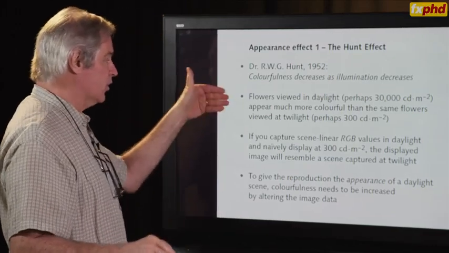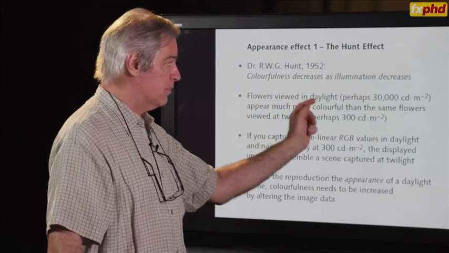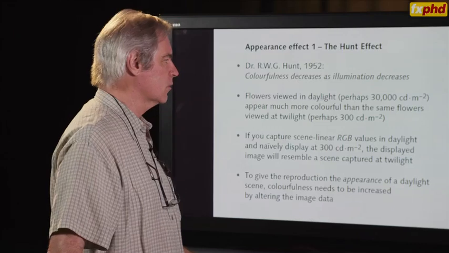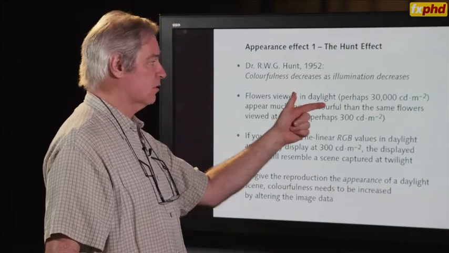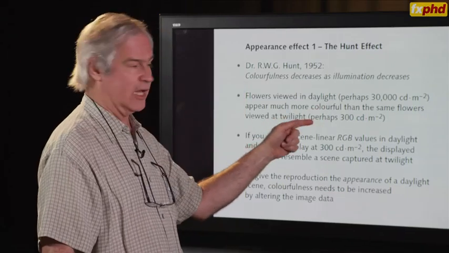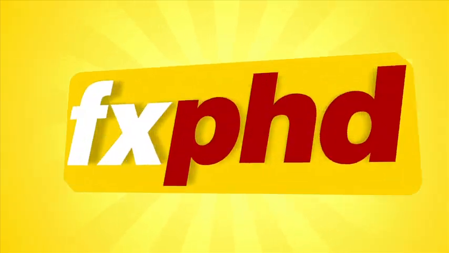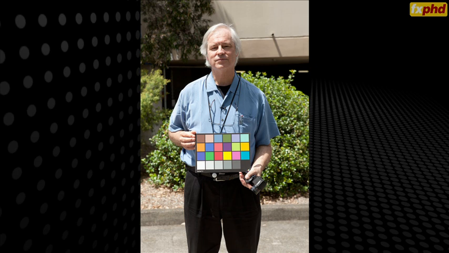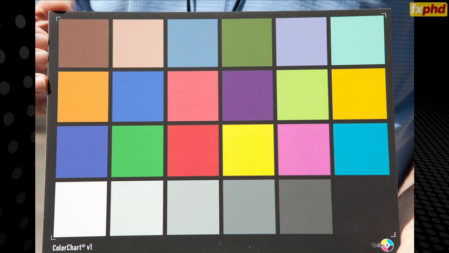So here on my slide, I give you this example of flowers viewed at daylight, maybe 30,000 nits, appear much more colorful than the same flowers viewed at twilight, perhaps 300 nits. Here's a still of me standing with a Macbeth chart in very bright direct sunlight midday in front of the FX PhD offices in Sydney. We measured the illuminance at about 60,000 lux and bouncing off a 90% reflector, that would be 17,000 nits.